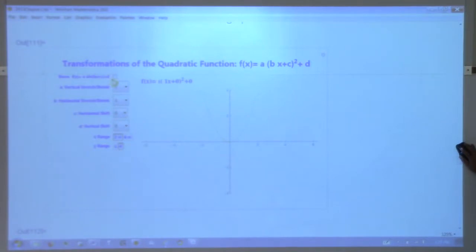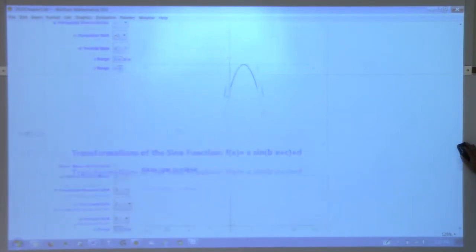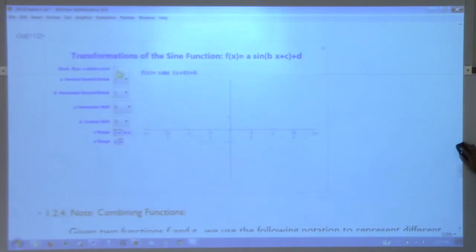This is an example of a parabola, and then we can do some translations and shifting and reflecting and move it around. Here's the same thing with sine. You can take a sine function and change the amplitude and phase shift and period, all that stuff.